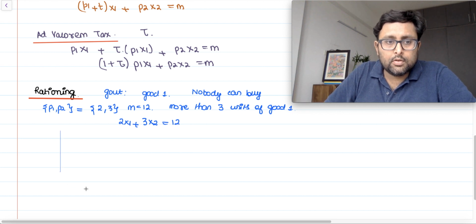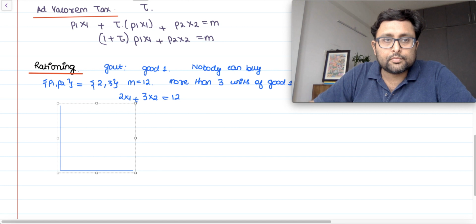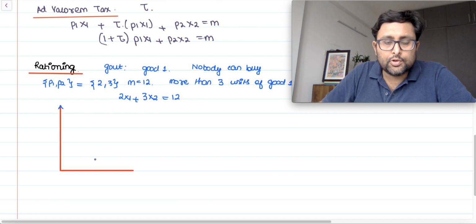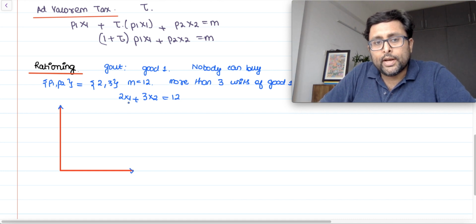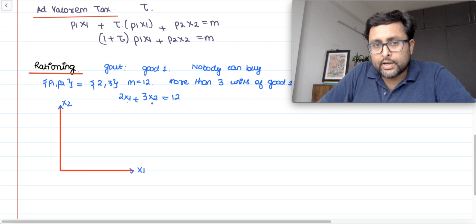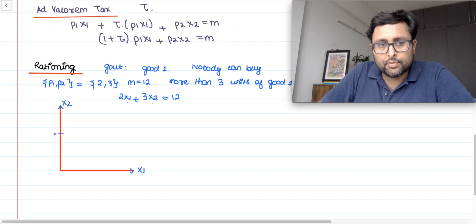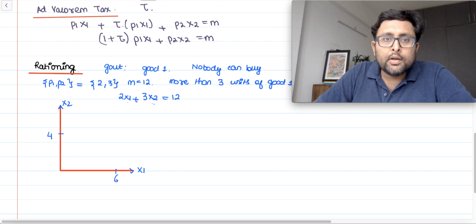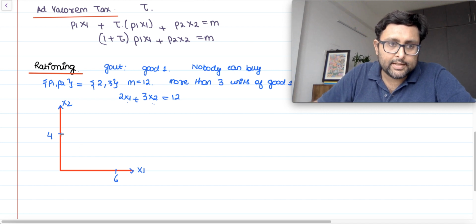How is the budget set going to look here? First of all, when x1 is 0, 3x2 is equal to 12. Here is x1, here is x2. When x1 is 0, x2 equals 4. When x2 is 0, 2x1 equals 12, x1 equals 6. So this budget constraint looks like this.